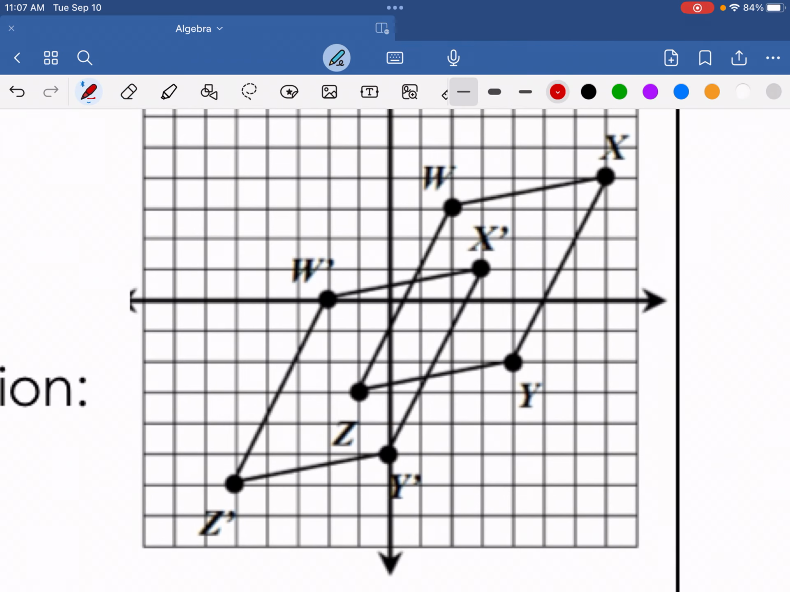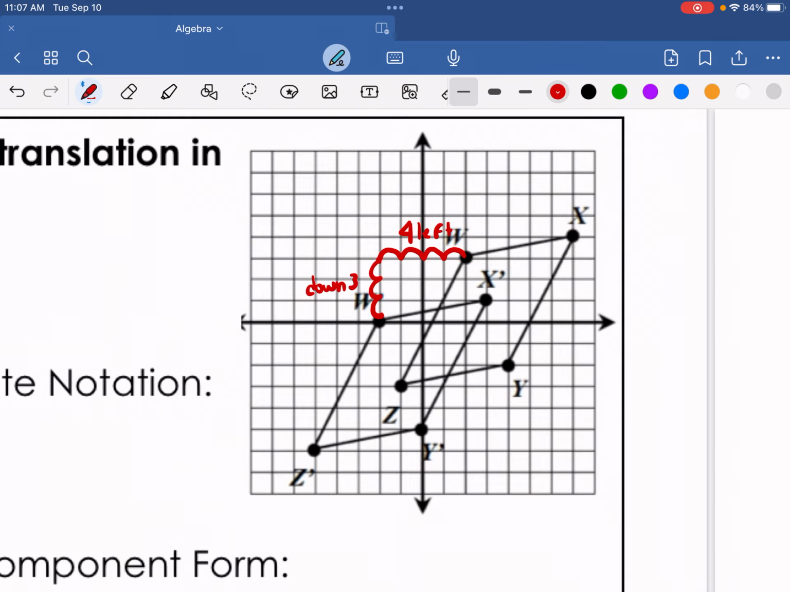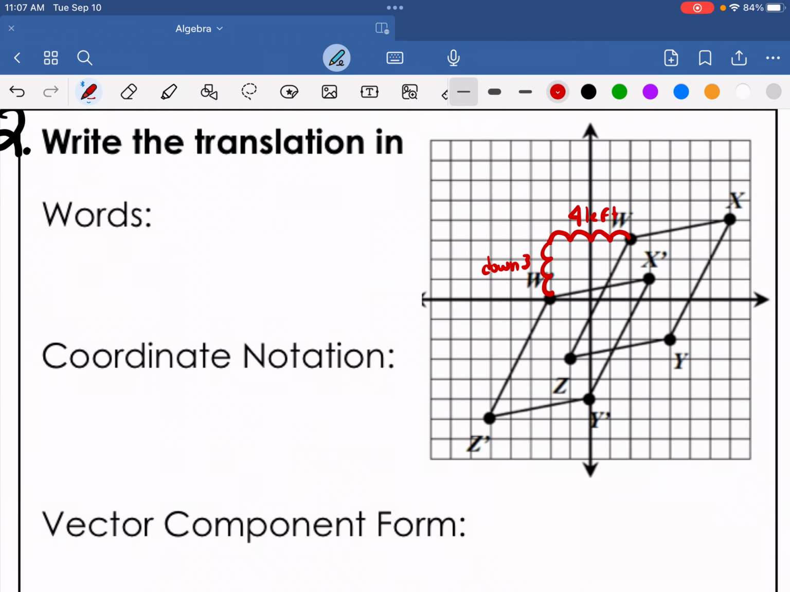So you do want to count one at least. I am going to count from W to W prime. So left, 1, 2, 3, 4. So that's 4 to the left. And down, 1, 2, 3. So in words, you're describing what happened. So it's kind of what I just wrote. I'm going to put translate because it means it slid, it moved 4 to the left and down 3. 3 down. Okay, you can write it differently, however you want to write it, as long as you're telling me which way it goes, left, right, up, down, and how much.